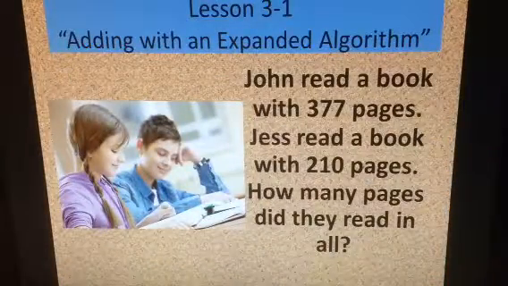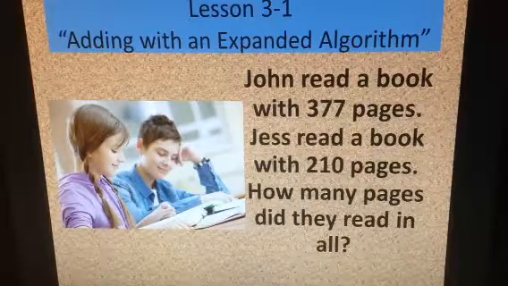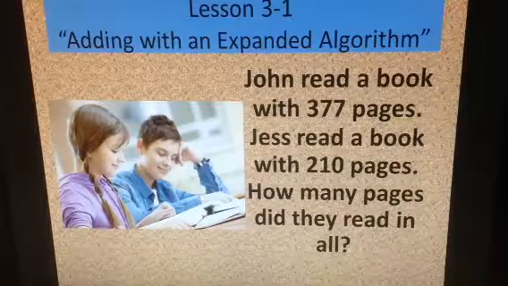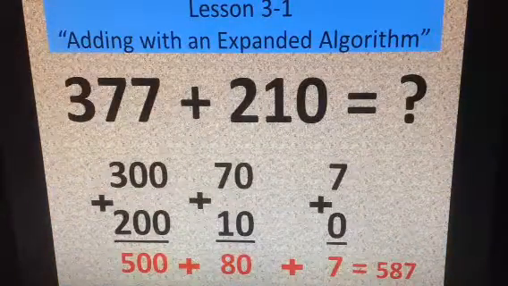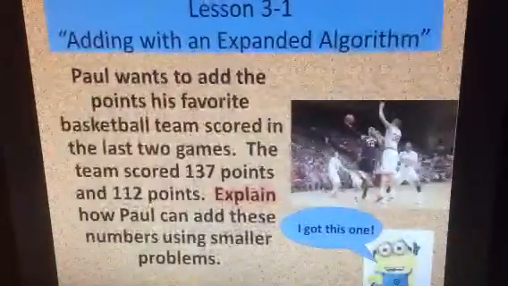Here's a word problem doing the same sort of thing. John read a book with 377 pages. Jess read a book with 210 pages. How many pages did they read in all? Final answer, 587.